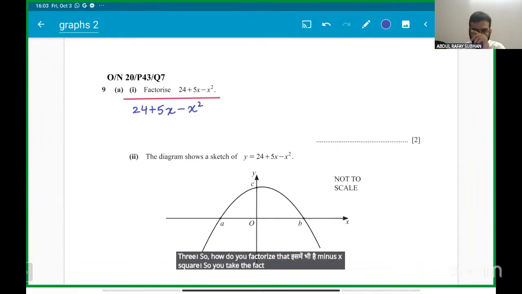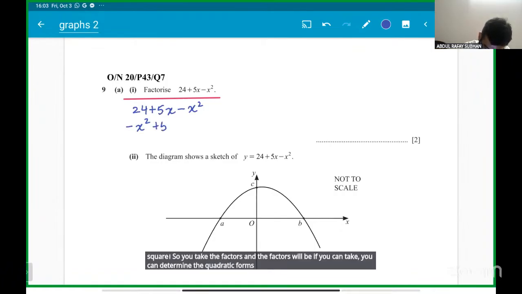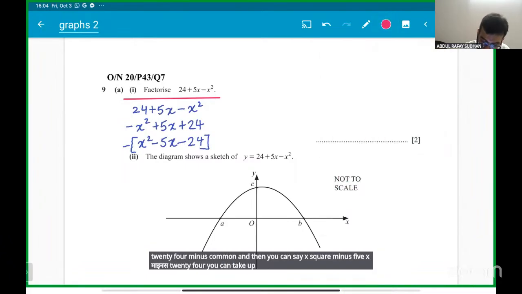So you take the factors, or you can just do it. You can write it in the quadratic form first: minus x squared plus 5x plus 24. Take minus common, and then you can say x squared minus 5x minus 24. You can take out minus common first and then solve it. 24 ones are 24, 12 twos is also 24, 8 threes is also 24.